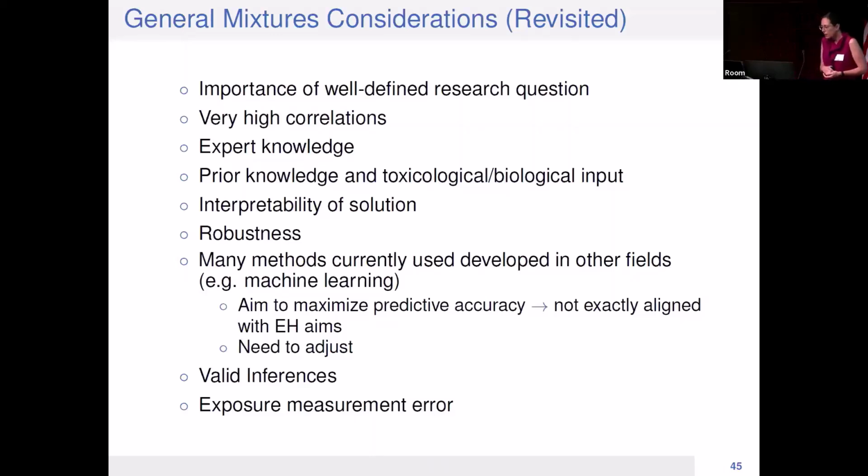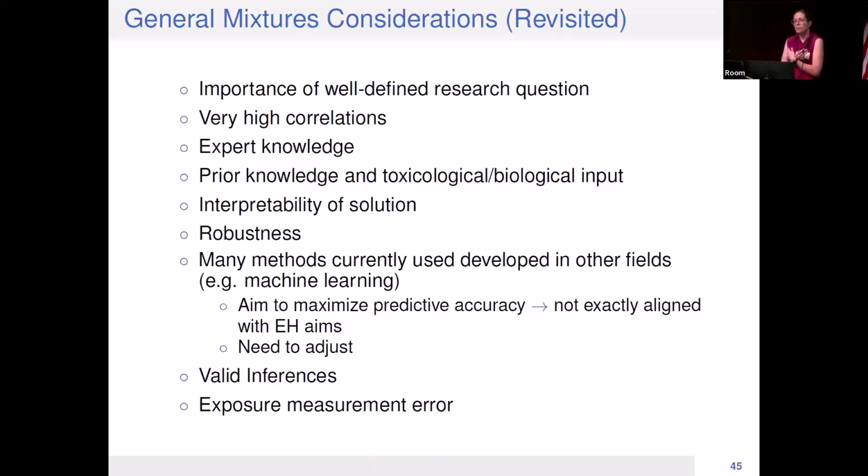We talked about interpretability of solutions and robustness. Many methods currently used in other fields such as machine learning are extremely promising. They were developed to deal with high dimensional, highly correlated data, but they were developed for prediction. So just taking them off the shelf and using them might not be great. We may need to adjust. That's why biostatisticians are our best friends. They can help us with that. We talked about two-stage models in a couple of examples that lead to invalid inferences, which is also very important for public health. So it's important to at least have an understanding of how off we are.